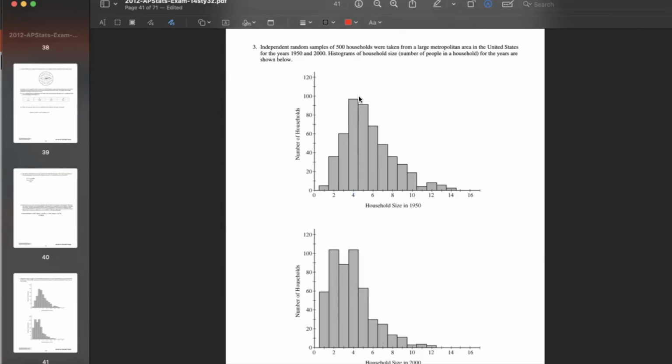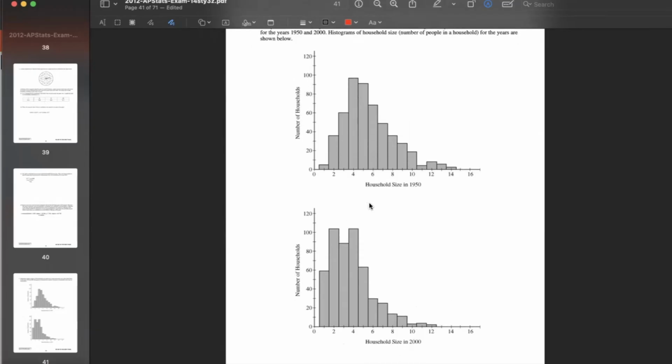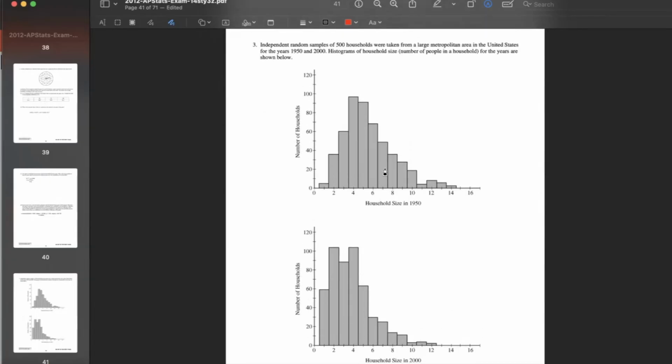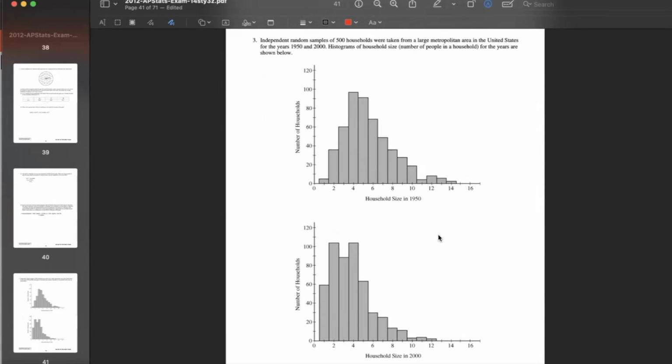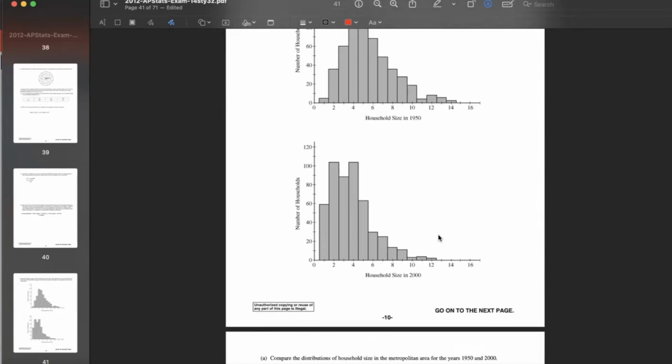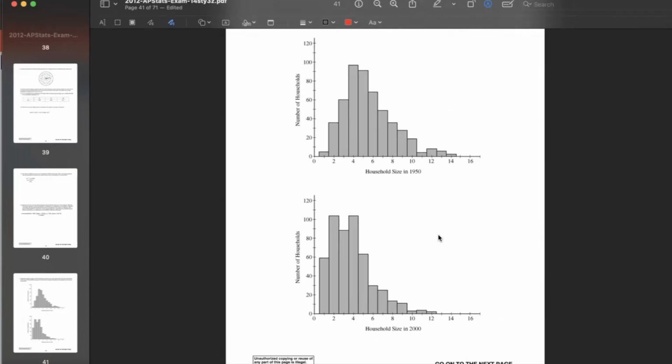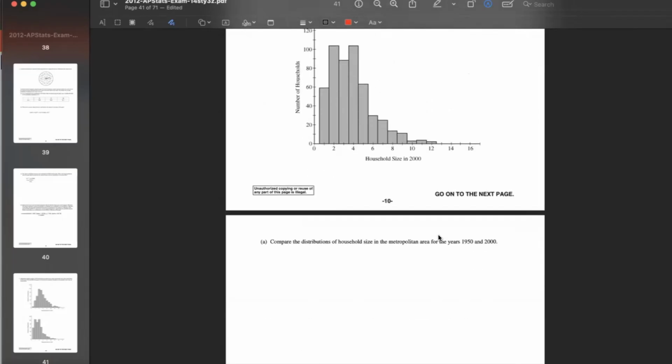All right. And then now for the variability, we can just report the range. So the range of the household size in 1950 is 14 minus 1, which is 13. And that is greater than the range of the household size in 2000, which is 12 minus 1, which is 11. And then finally, the shape. So both of these distributions are skewed right. All right, so remember, center, shape, variability, and provide context.